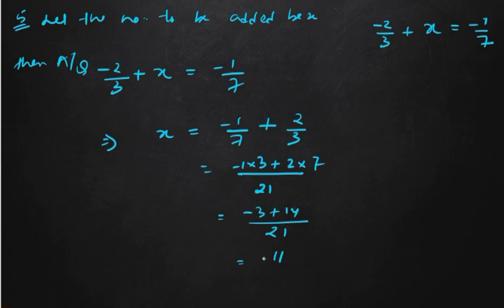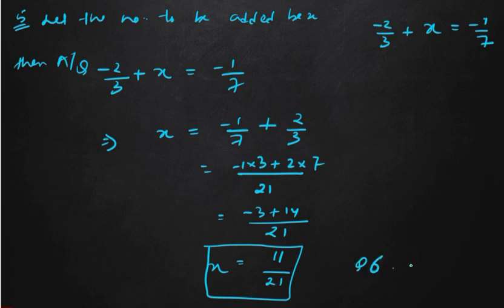So 14 by 21... wait, so what should be added to minus 2 by 3 to get minus 1 by 7? The answer is 11 by 21. Okay, question number 6 is also the same. So try to solve question number 6. This is homework. Question 7 is also the same. Okay, so let us do question number 8.